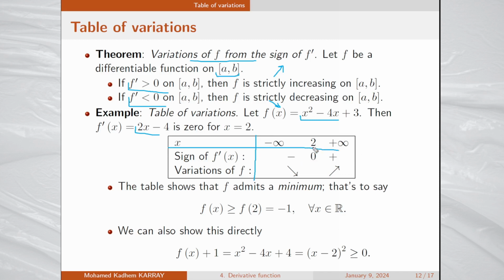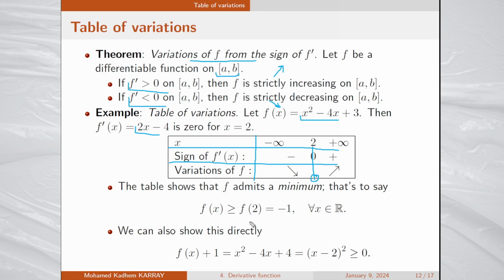Then at point 2, the function f prime will be equal to 0. It is negative on the left and positive on the right of the point 2. And the variations of f consequently are given as follows. On the left of the point 2, the function is strictly decreasing, and on the right, the function is strictly increasing. In particular, this table shows that the function f admits a minimum here at point 2.